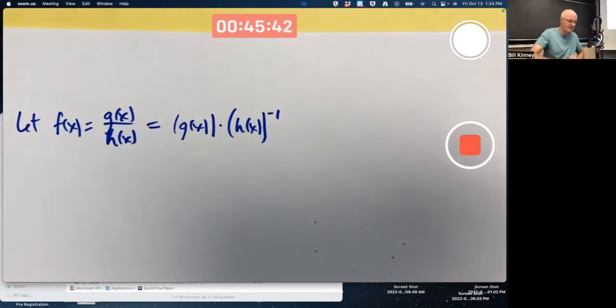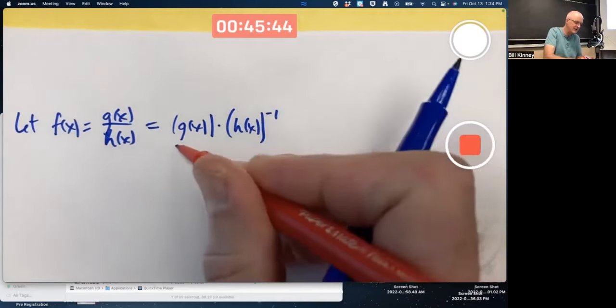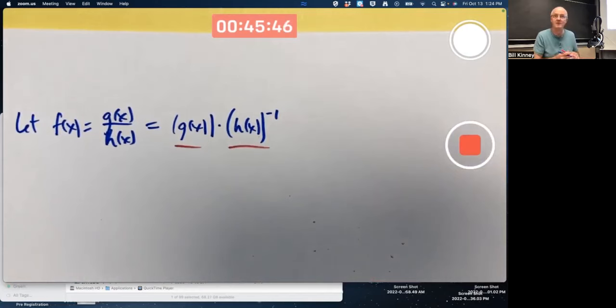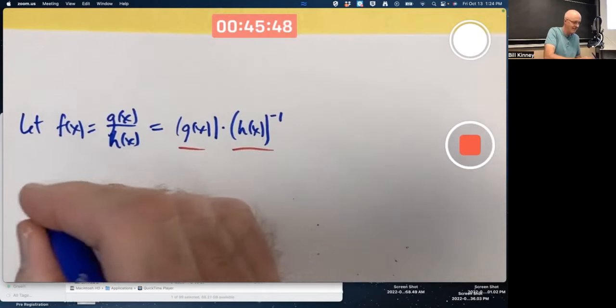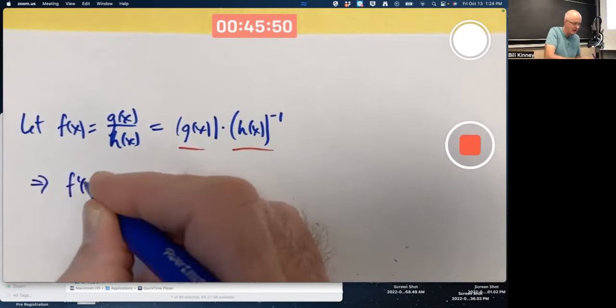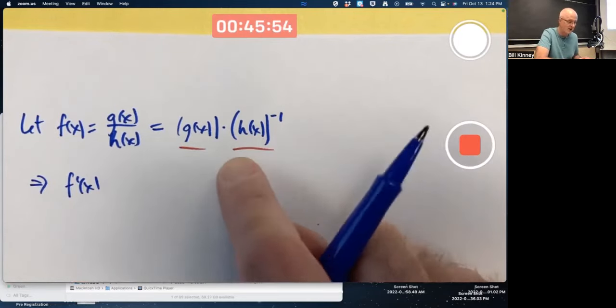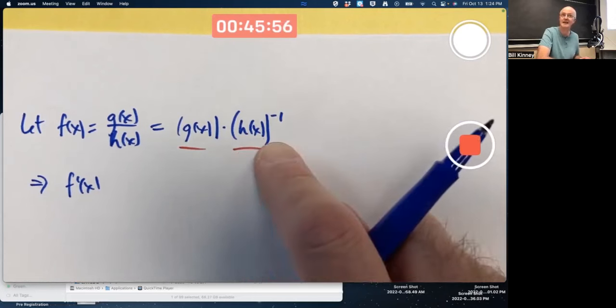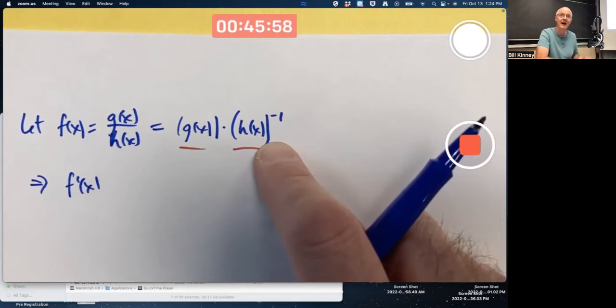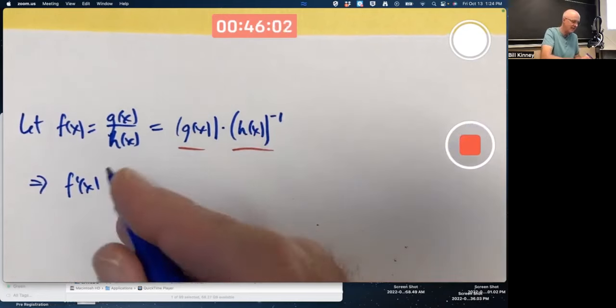That's now the product of two functions. If I assume these functions are differentiable, I can use the product rule. And then when I differentiate the second one, because it's a composition, h of x is the inside function and raising to the -1 power is the outside function, I can use the chain rule. Let's see what happens when I do that.